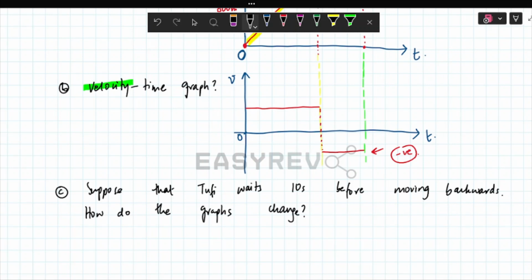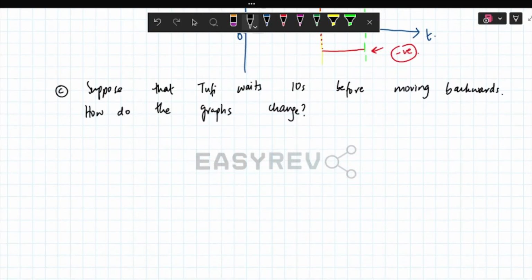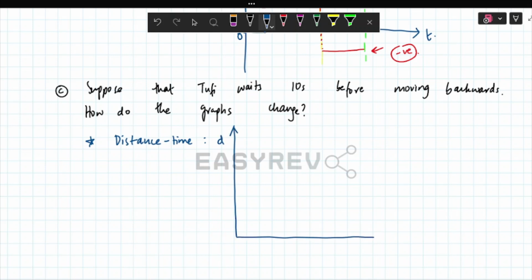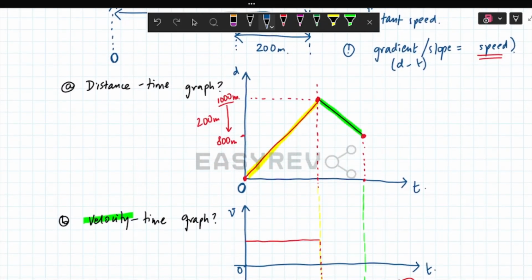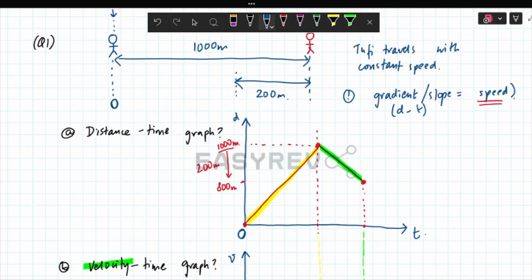Well, for this, let's look at each of them carefully. Let's first look at our distance time graph. We have distance on the y-axis and time on the x-axis. Now we have already covered and understood why we have these straight lines going up first, when first covering the 1000 meters and then going downwards when covering the 200 meters in reverse, right? So because the first half of the motion is still the same, we expect the first half of this graph to be the same still.